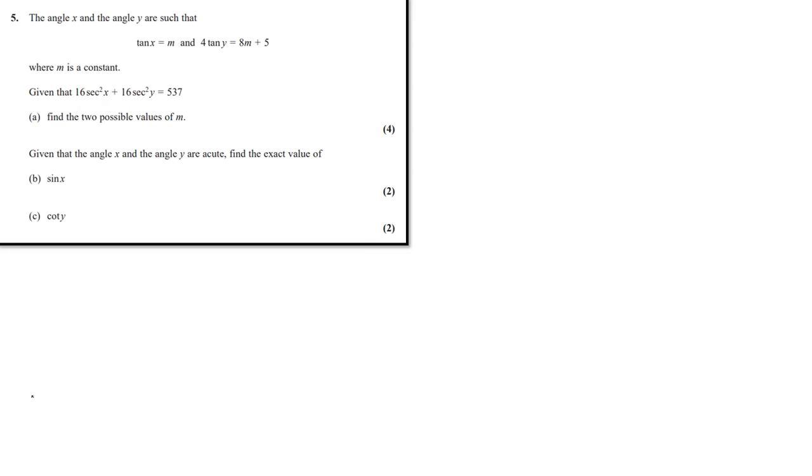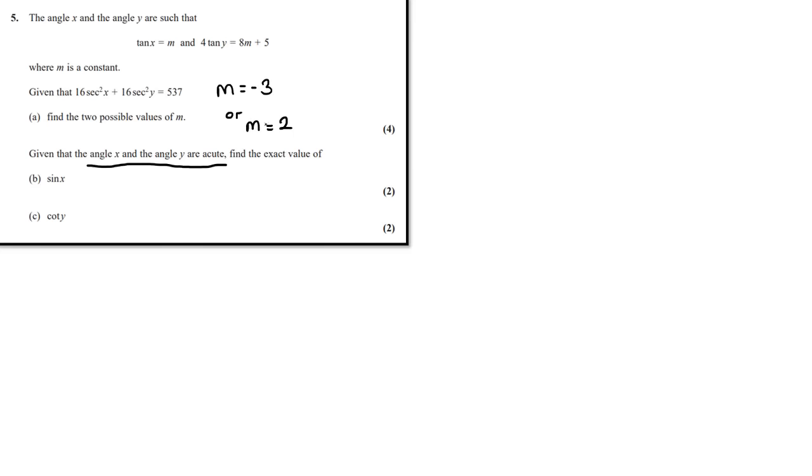So let's move on now to part B. And for part B, we're told that the angle x and the angle y are acute, and we're asked to find the exact value of sine x for part B, and for part C, cot y. So the important part here is that we're told angle x and angle y are acute. What that tells us is only one of these values of m will work. So remember, m we said was either minus 3 or m equals 2.